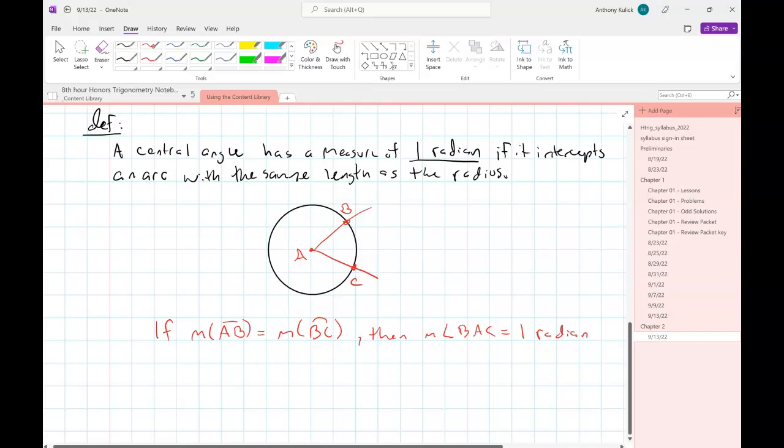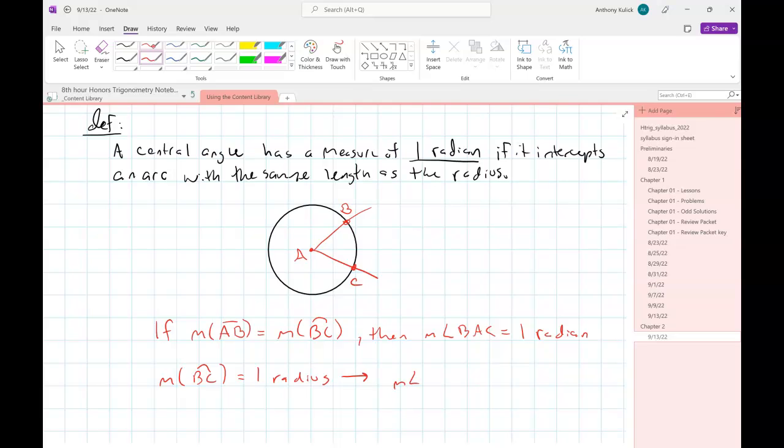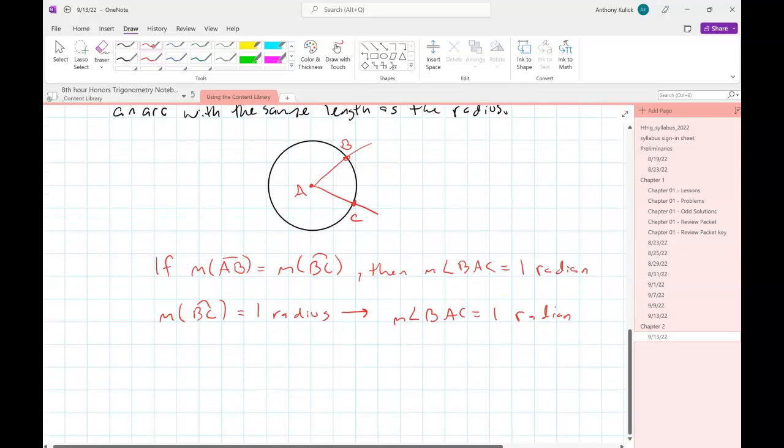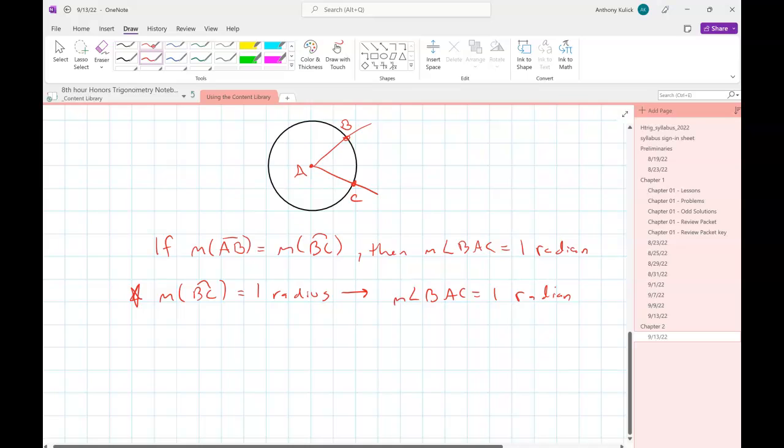Okay. Another way of thinking about this is that the measure of arc BC equals 1 radius implies the measure of angle BAC is equal to 1 radian. And this way will be helpful here in a moment. Or that way of thinking about it in terms of the arc length being equal to 1 radius.